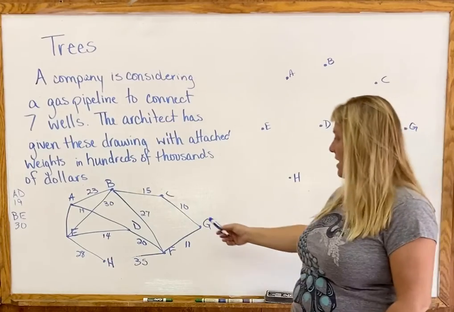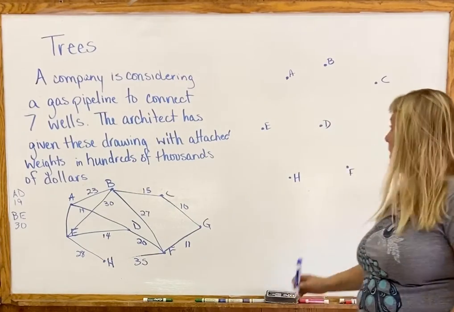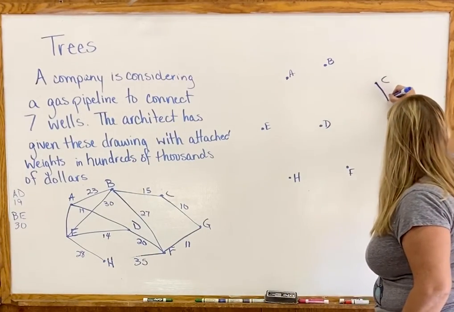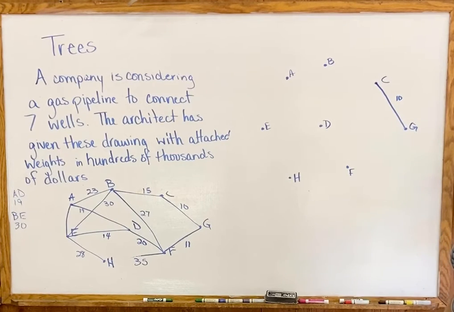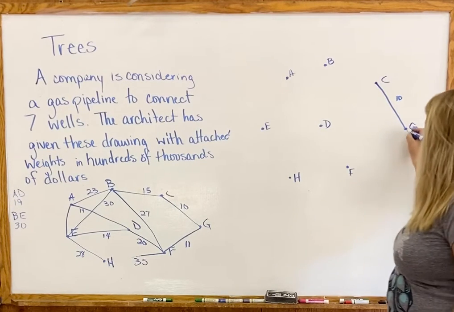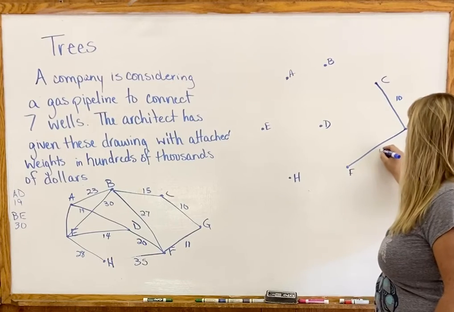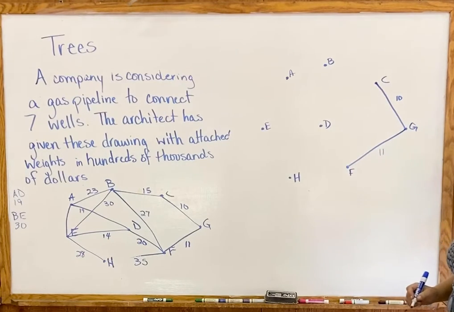And it looks like the minimum is that 10, right? So we're going to go from C to G with a 10. Okay, then after 10, the next smallest would be the 11. So 11. Okay. Then after the 11 would be the 14.